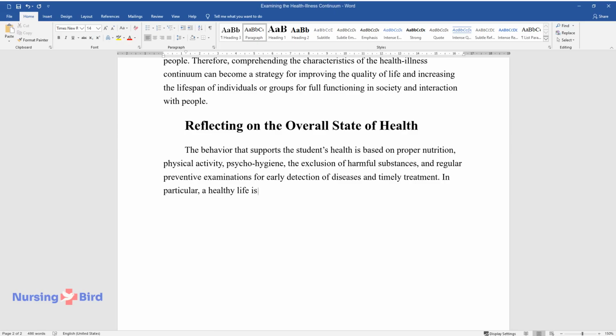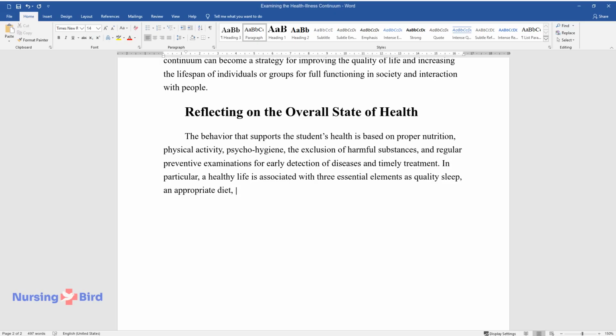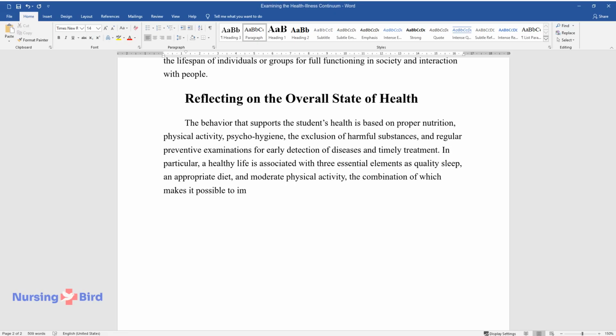In particular, a healthy life is associated with three essential elements: quality sleep, an appropriate diet, and moderate physical activity, the combination of which makes it possible to improve a person's mental and physical condition.